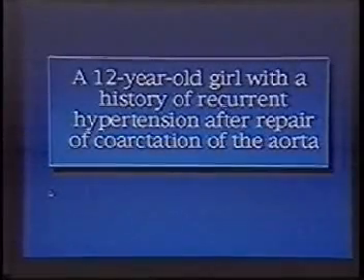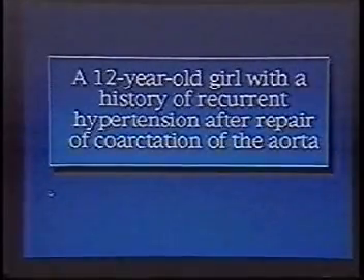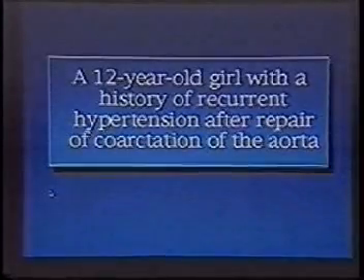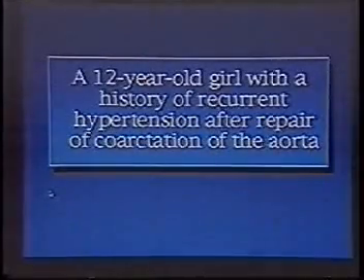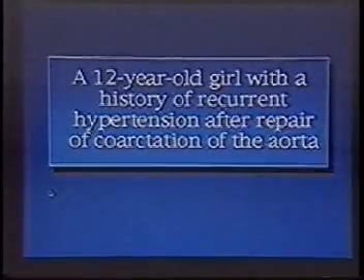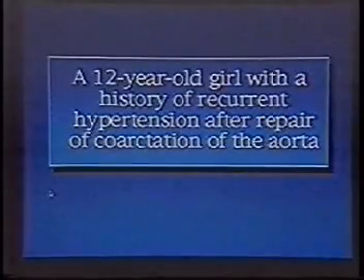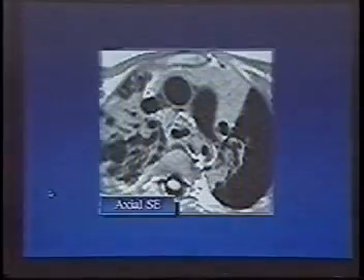Okay. So this patient, 12-year-old girl with a history of recurrent hypertension after repair of coarctation of the aorta. Okay, so coarctation is repaired usually during infancy. And what happens is that the repair site does not grow with the rest of the aorta because the repair site is artificial and it's not going to grow. So what can happen is that site can become stenotic and cause recurrent coarctation.